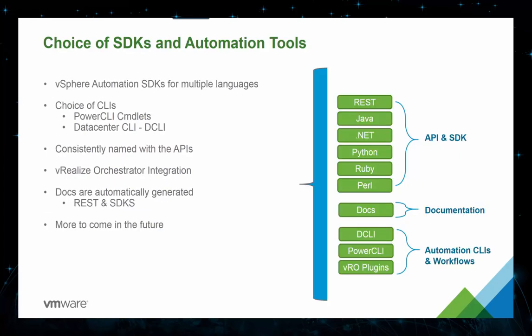With 6.5, you have a choice between automation SDKs for multiple languages, a choice of command line tools using PowerCLI cmdlets, or the Data Center CLI. Naming is consistent with the APIs. It has vRealize Orchestrator integration, and the docs are automatically generated for REST APIs and SDKs.